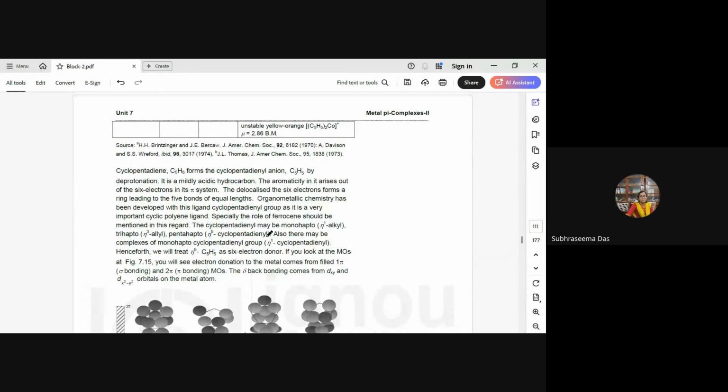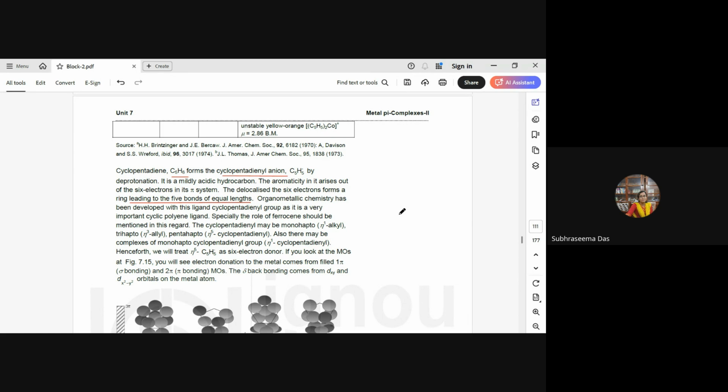Cyclopentadiene is C5H6. It forms the cyclopentadienyl anion, C5H5 minus, by deprotonation, so it is a mildly acidic hydrocarbon. The aromaticity arises out of the 6 electrons present in its pi system. The delocalization of the 6 electrons forms a ring with 5 bonds of equal length. That is how the C5H5 minus, the cyclopentadienyl ligand, is formed.